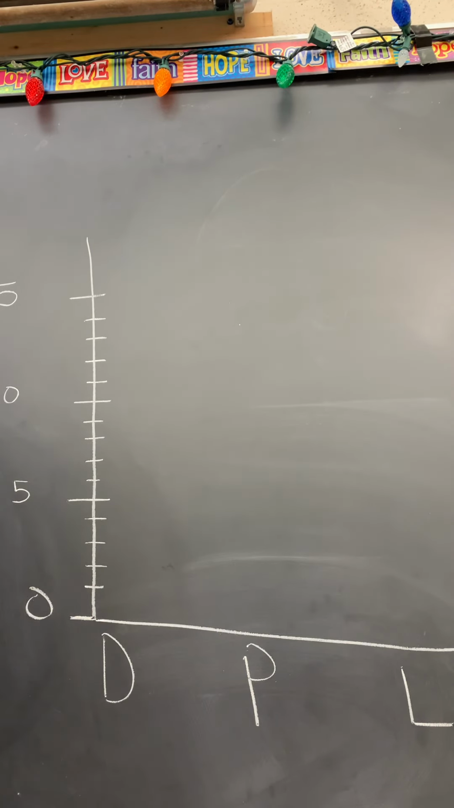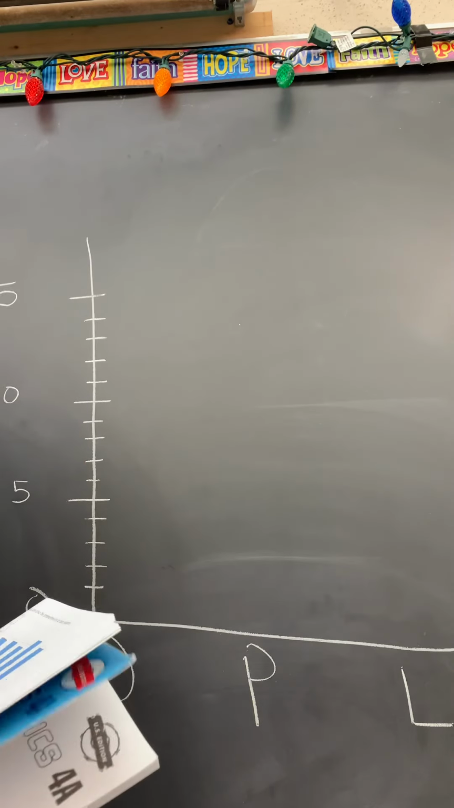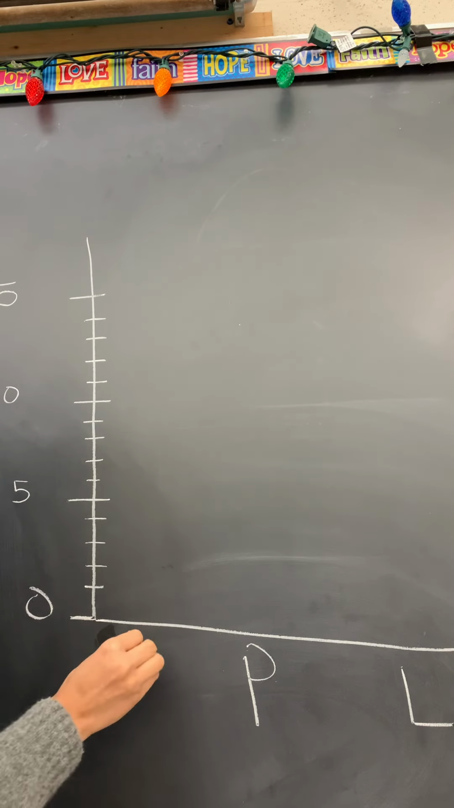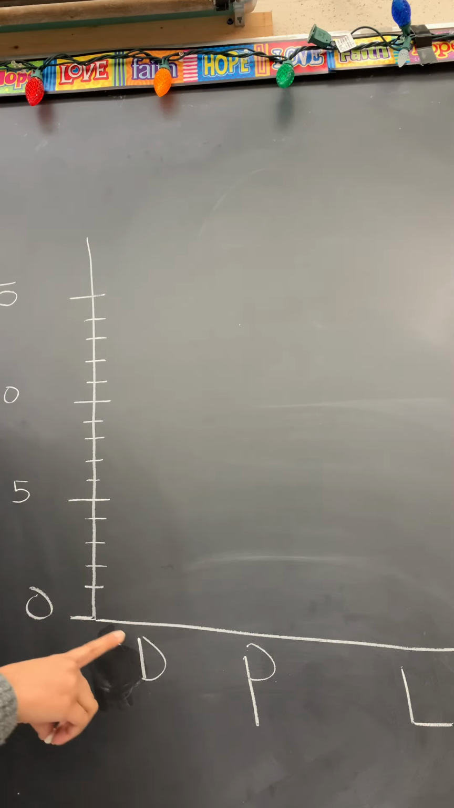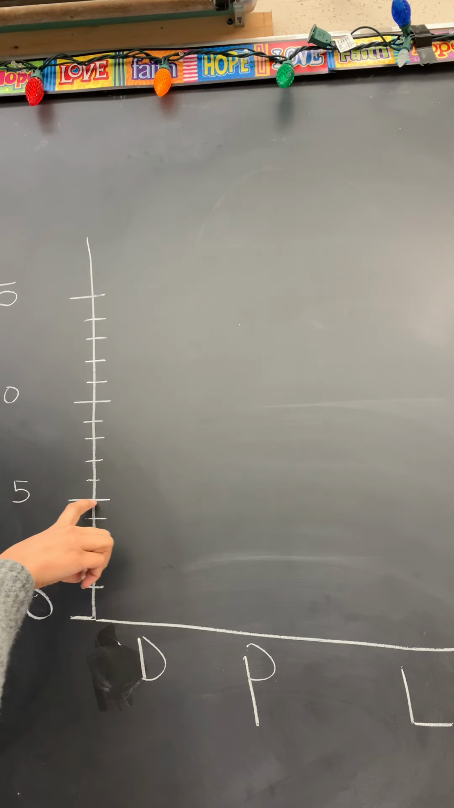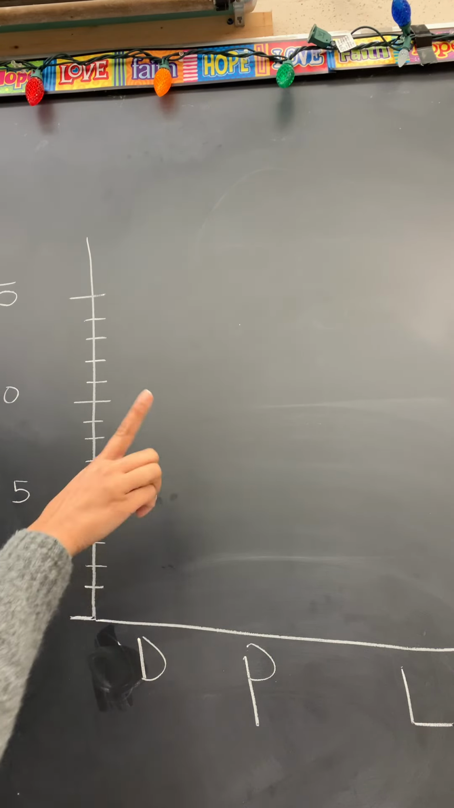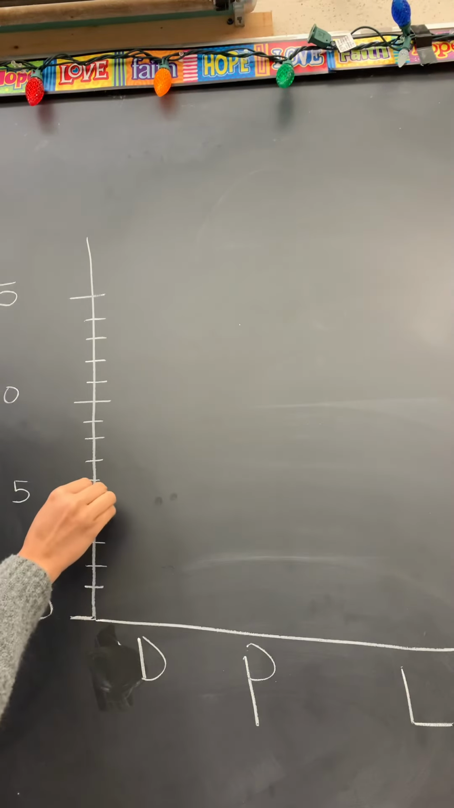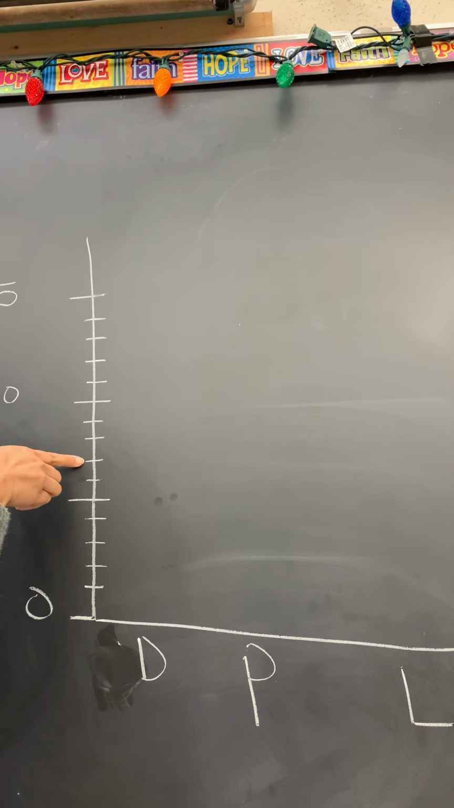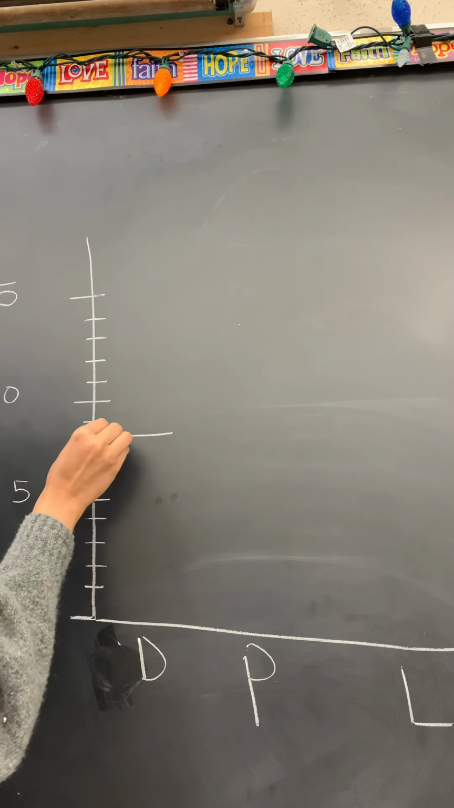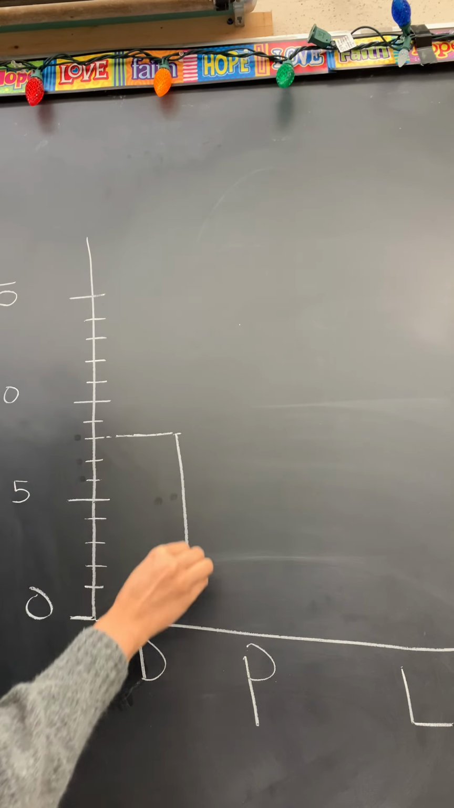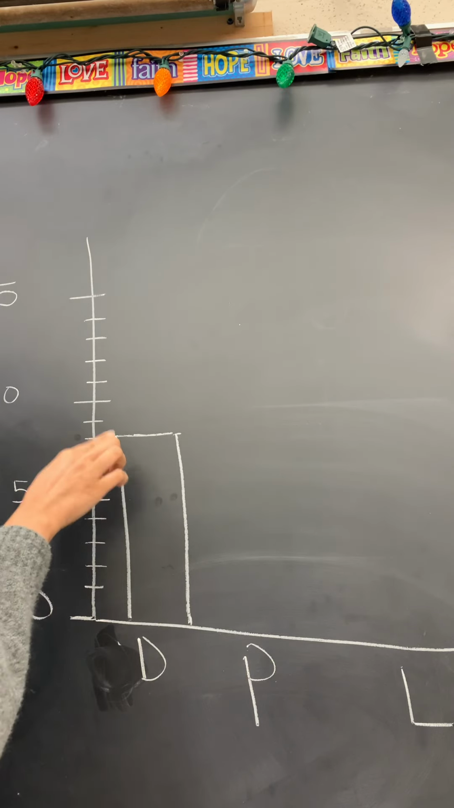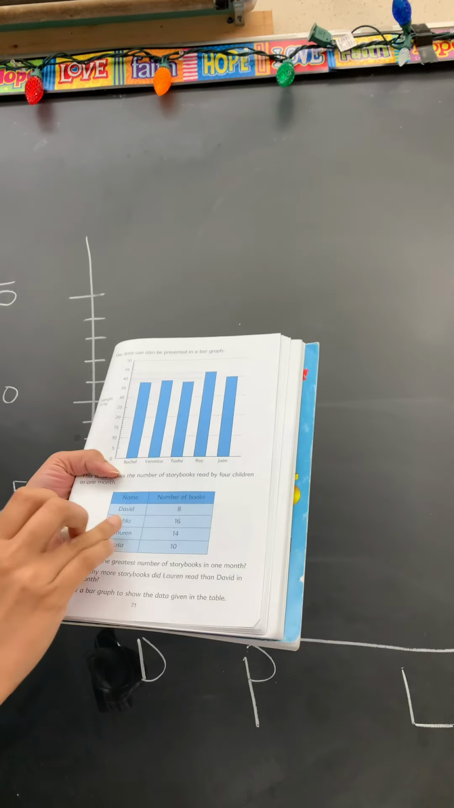So let's go ahead and draw the bars for each person. So David read 8 books. So I'm going to go ahead. My 5 is right here. So I need to draw 8. So I need to draw my bar right at 8. So 5, 6, 7, and 8. This is where David's bar would be, right? Right at 8. Then we have to go to Pablo's.